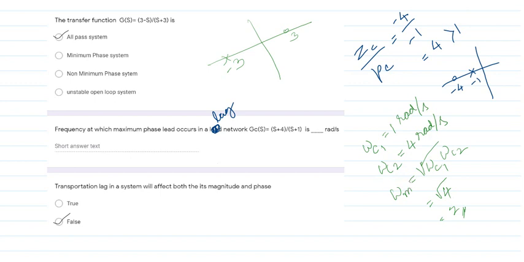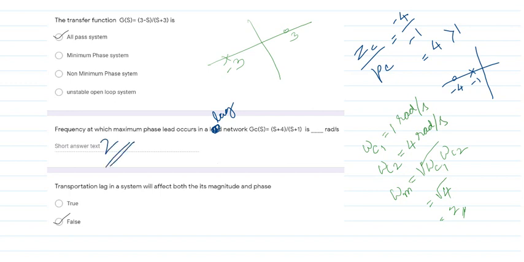So omega m is equal to the square root of the product of the two corner frequencies. What are the corner frequencies? They are nothing but the poles and zeros. Pole is at minus 1, zero is at minus 4. I have to take the magnitudes, 1 and 4. So the square root of 1 into 4, the square root of 4 is 2. So the maximum omega m is 2.